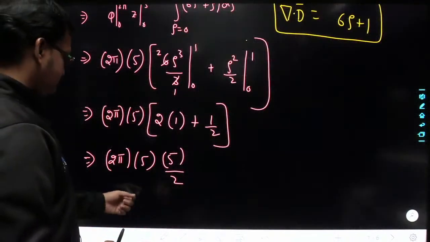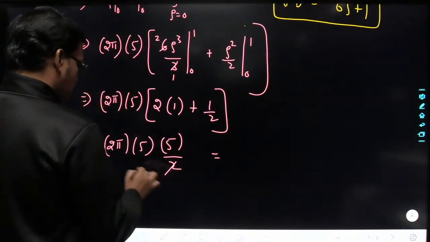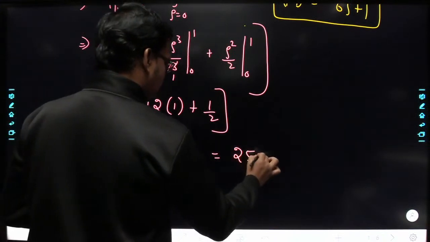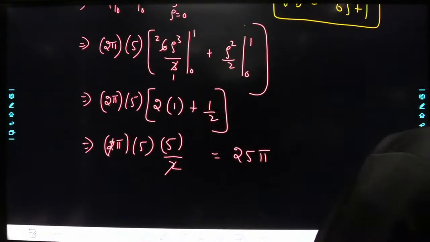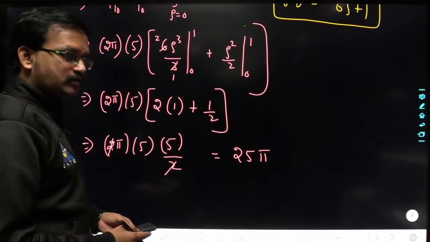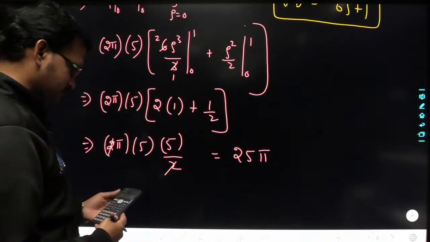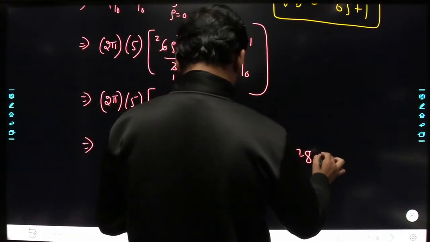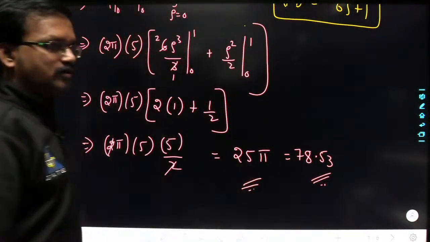Is this correct here? Tell me. So here 2 will get cancelled, and you are going to get 25 pi. Here you are getting 25 pi. Okay, Kiran, no problem here. So what is 25 pi? You are going to get 78.53 or something. This is the value you have to get.